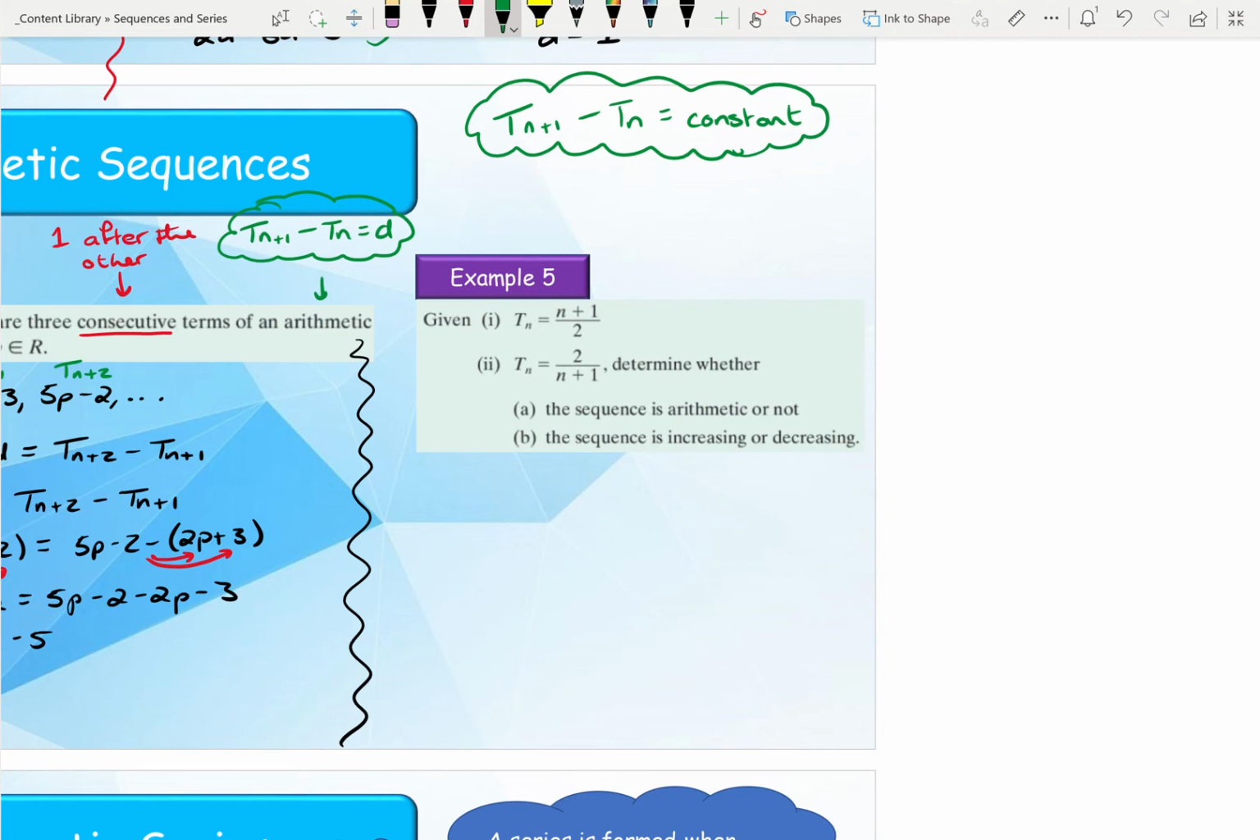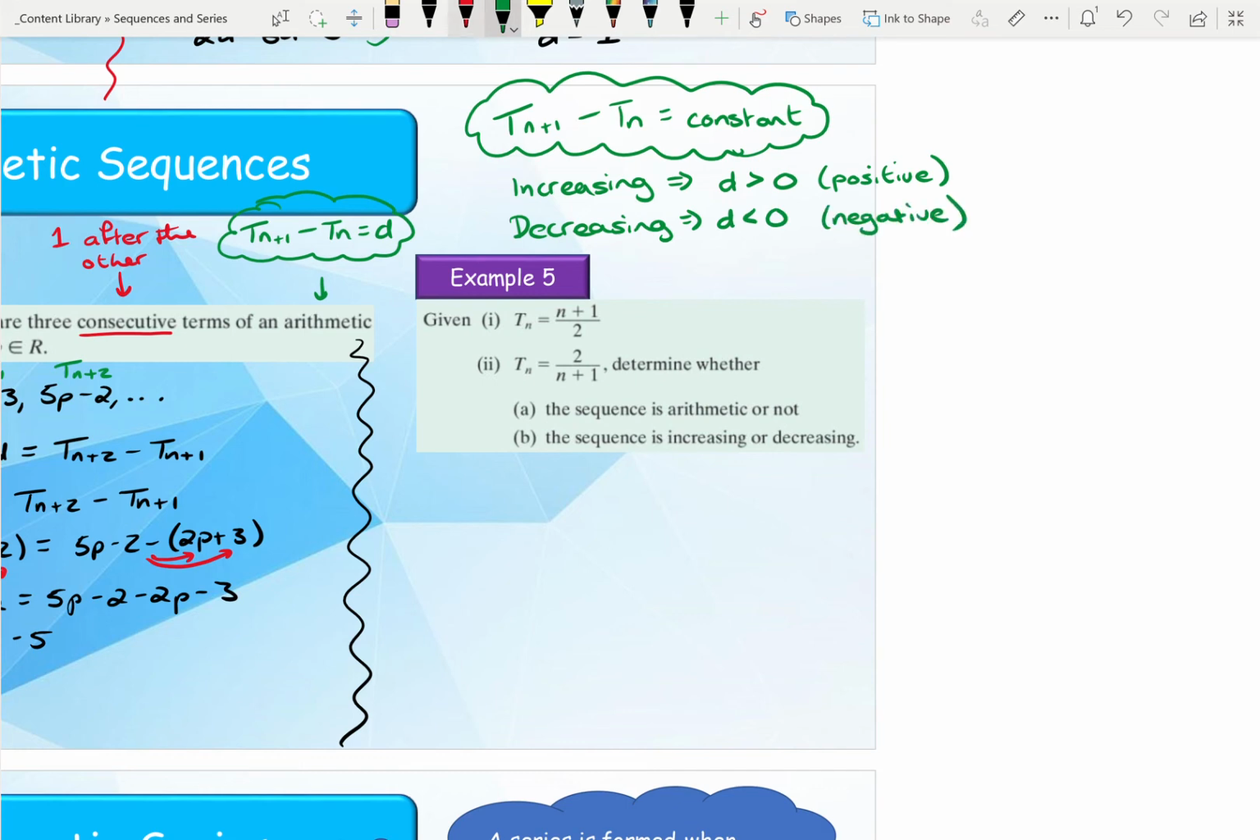And we're going to check then, when we get that constant, if the sequence is increasing, which means that the number of values is going up, that means our common difference, d, should be greater than 0, or simply, it should be positive. If it's decreasing, that means that the numbers in our sequence are going down, which means our common difference would need to be less than 0, which means it would have to be negative.